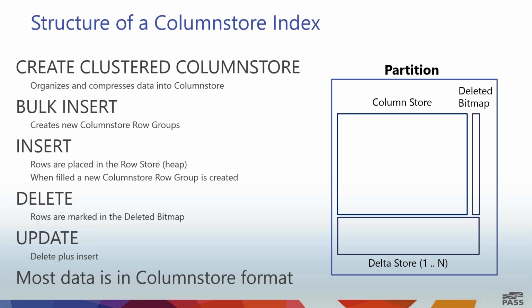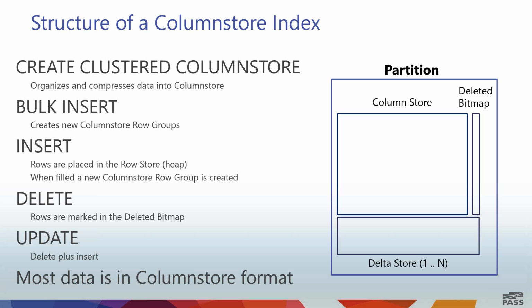So let's talk about when you use the statement create clustered column store. What that does is it organizes and compresses the data into the column store format. It'll take all your data from your base table, break it off into row groups, then break it off into segments, and then compress it and store it in the column store. Now that your data is sitting in the column store, you can, for example, do a bulk insert. A bulk insert is going to create a brand new column store row group, break it up into segments, compress it, and insert that as a new row group into your column store.